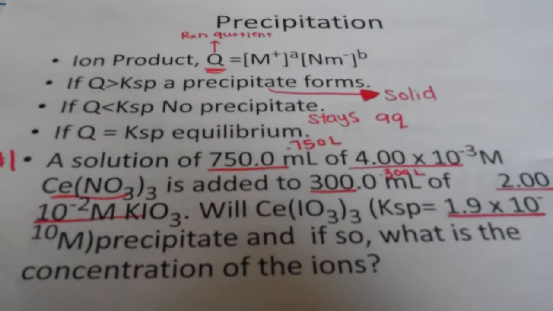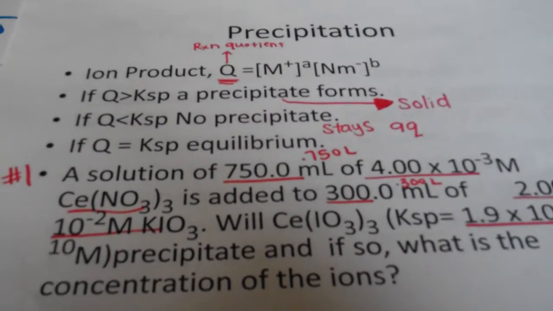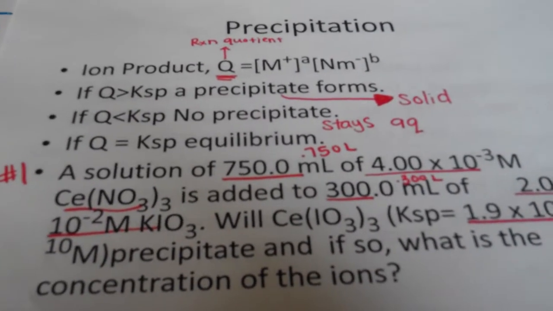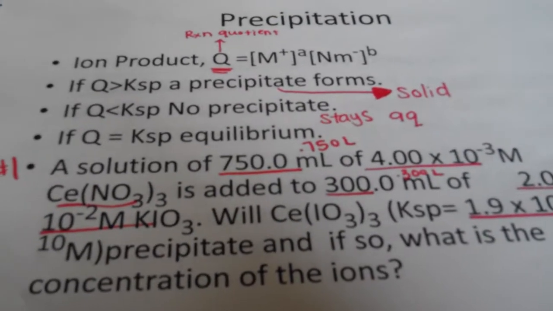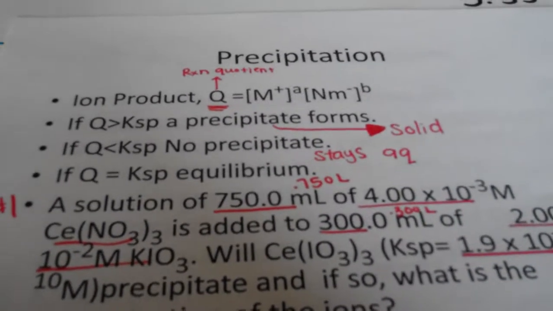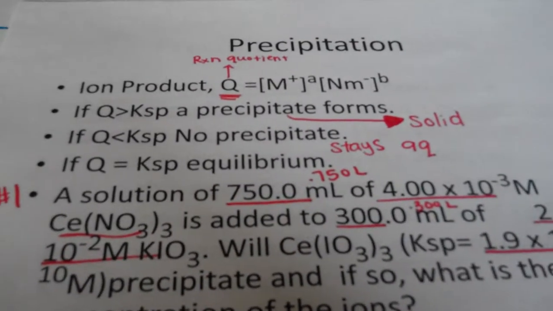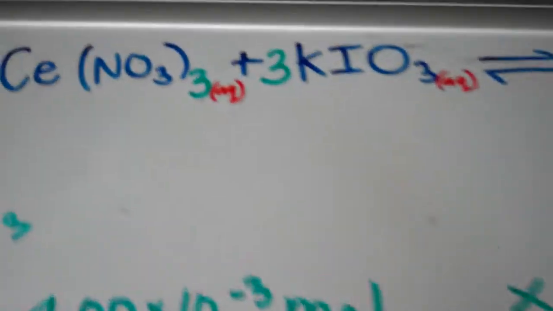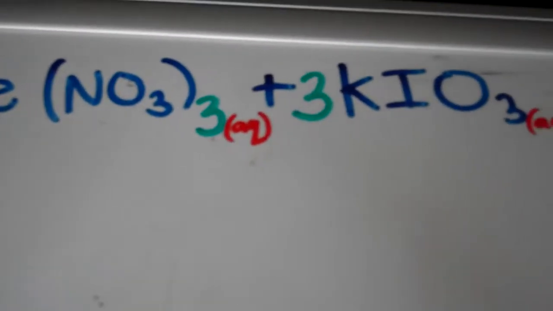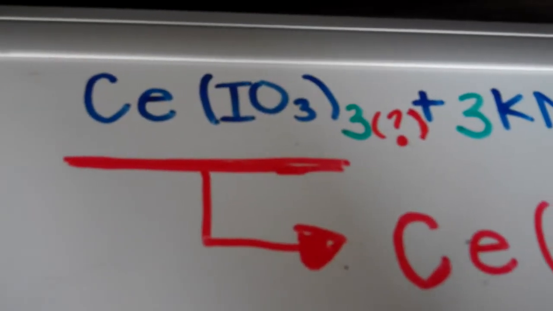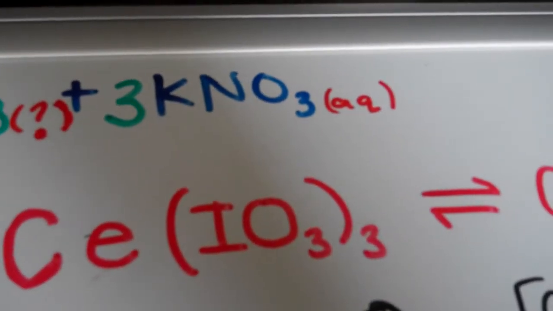So we first need to determine if a precipitate will form. So our first job is to figure out what Q is and how it compares. Our problem lies in the fact that we are going to take two different concentrations and two different volumes, and add them together. So our reaction will be as follows at the top. We're going to have CeNO3 plus KIO3 reacting to form CeIO3 plus KNO3.